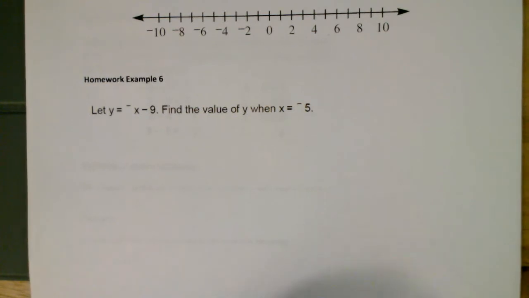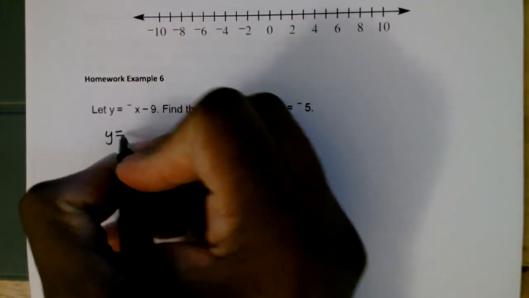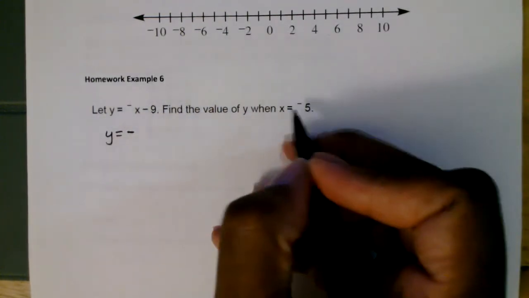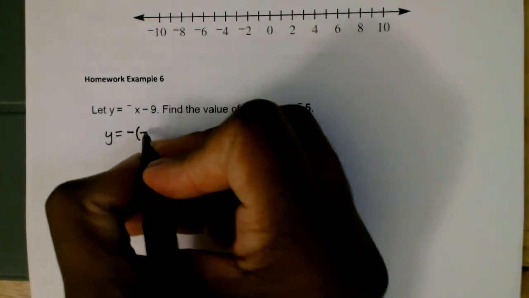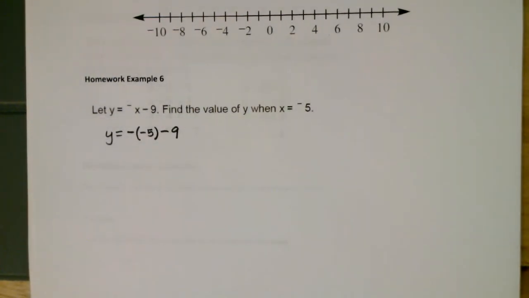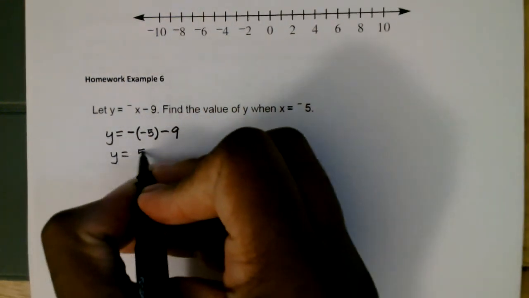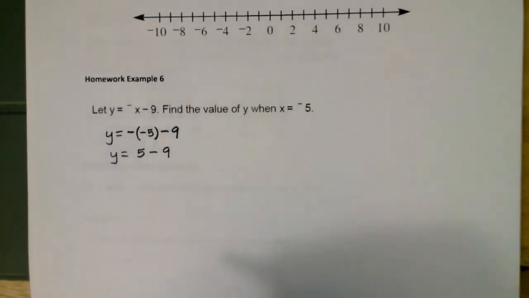Let's say we had this, y equals -x minus 9. And I want to find the value of y when x is equal to -5. So in this case here, I'm going to have y is equal to, bring over the negative, substitute your x with -5. So y equals negative of -5 minus 9. Well, the opposite of -5 would be 5, and then 5 minus 9.